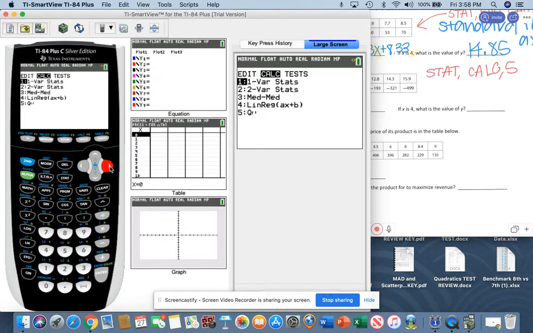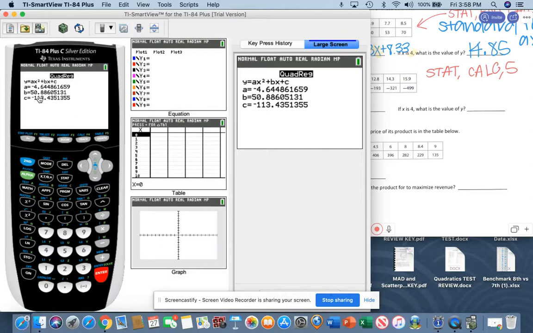Stat, arrow over to calc, and we're doing quadratic regression. These are quadratic. So press 5 and then enter until you get to the next screen. There's our A, B, and our C. And again, I'm just going to round to the nearest hundredth, so I don't have to write the rest of it all down.